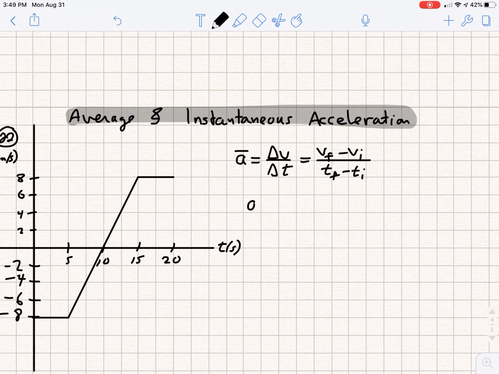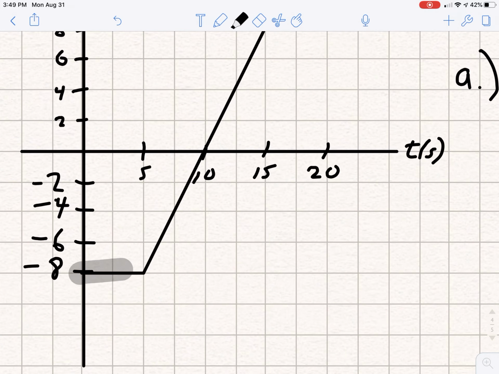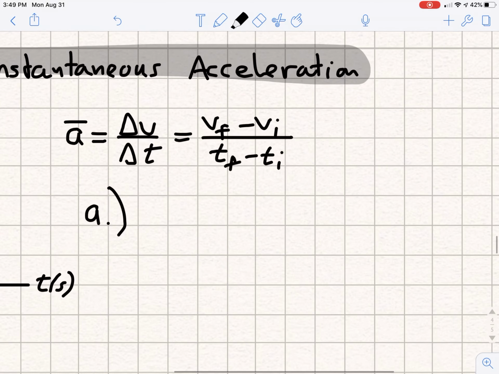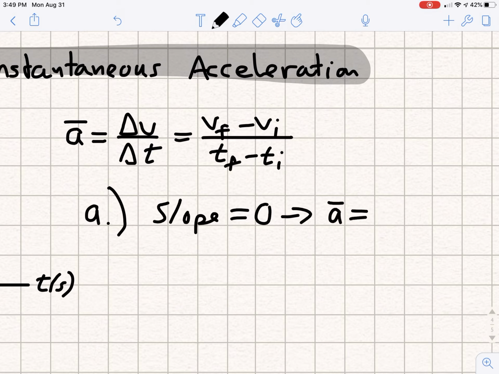Part A, we want to know the average acceleration from 0 to 5 seconds. Now, 0 to 5 seconds has no slope. So, since the slope is equal to 0, the average acceleration is equal to 0 from 0 to 5 seconds.